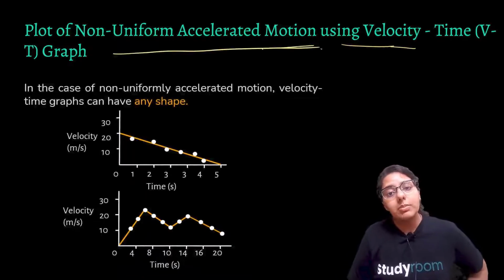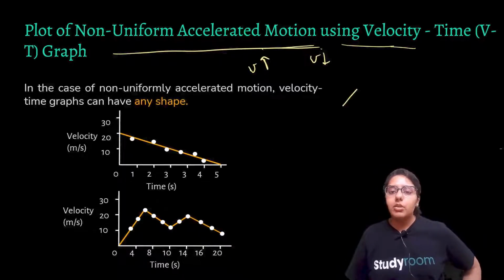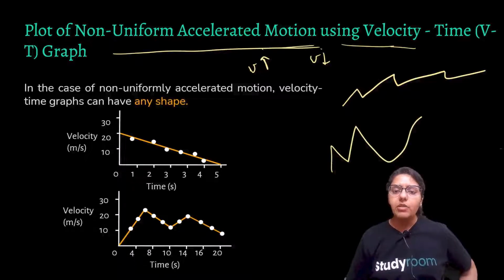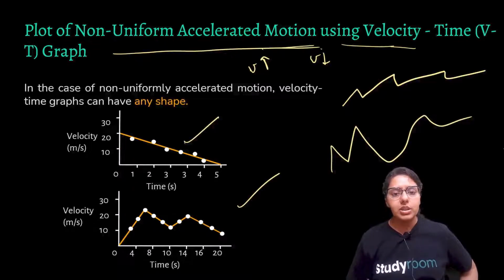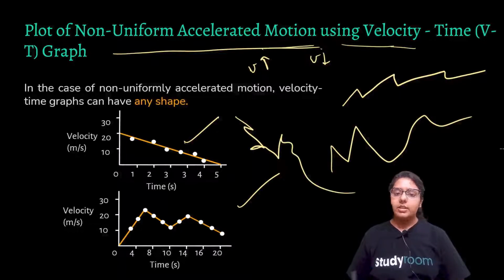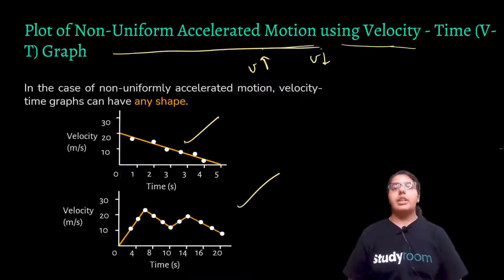Non-uniform accelerated motion means sometimes velocity is increasing, sometimes decreasing, and increasing with unequal amounts maybe, right? Non-uniform can be anything. This is a non-uniform motion. This is also non-uniformly accelerated motion. Any. There is no pattern. Unequal amounts increase and decrease.